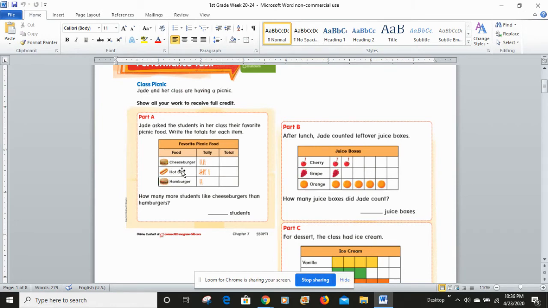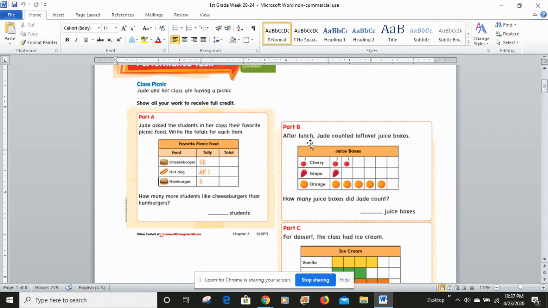We've got cheeseburgers, hot dog, and hamburger. Each one of these tally marks counts as a vote. So your job is to total up the number of votes that you see. Then answer the question, how many more students like cheeseburgers than hamburgers? The keyword there is more. We're looking at cheeseburgers versus hamburgers. When it says which one is more, we're looking for the difference. You can look at the data and calculate the difference between cheeseburgers and hamburgers.